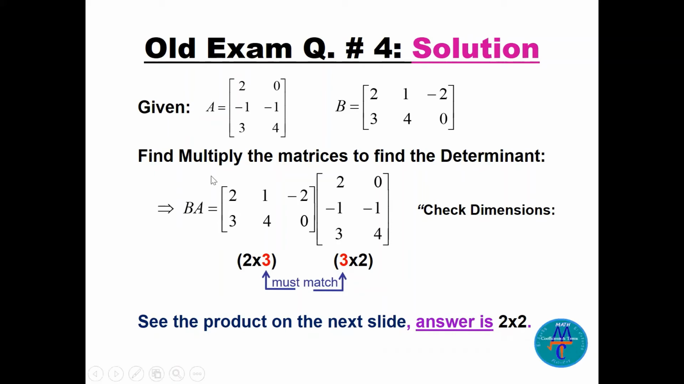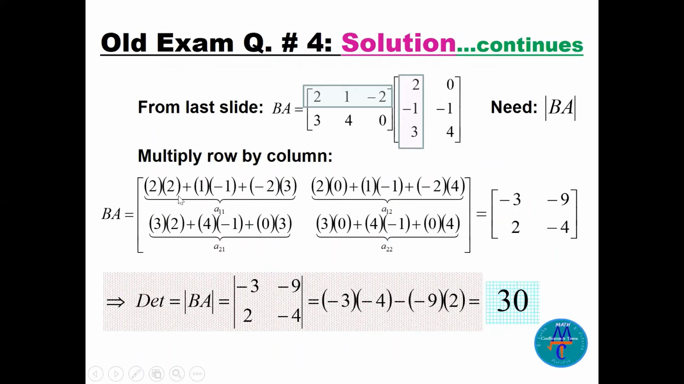Just multiply normal. Multiply row by column, row by column. You know how to multiply matrices. I put here all the details for you. So you multiply row by the column here. 2 times 2, 1 times minus 1, minus 2 times 3. So you get minus 3, minus 9, 2, minus 4.